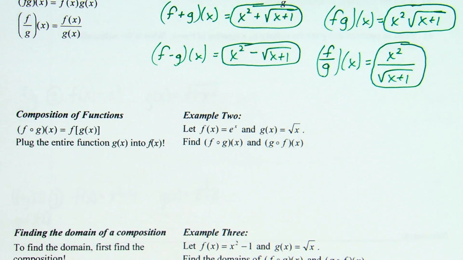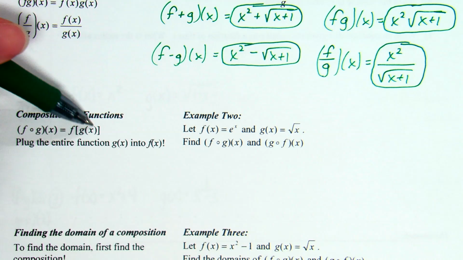Not the fog out there that you might see with the rain, but f composed with g of x. When we talk about composition of functions, f composed with g of x, it's a composition circle because there's an open circle, unlike a multiplication dot that would be filled in. That means when we do this, we're going to do f of g of x, which says plug the entire function of g into f of x. So if you're doing f of g of x, we take whatever g is and plug it into f.